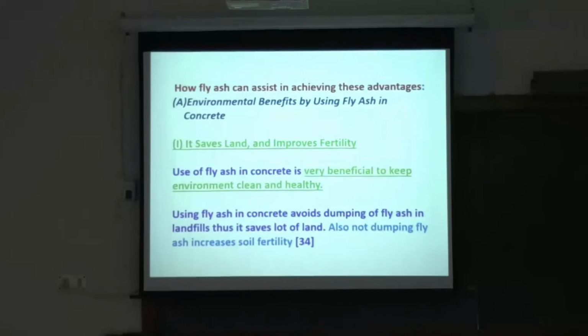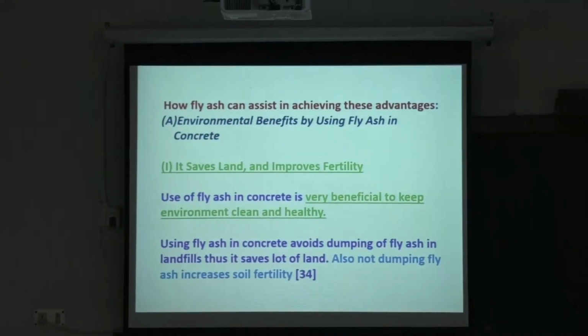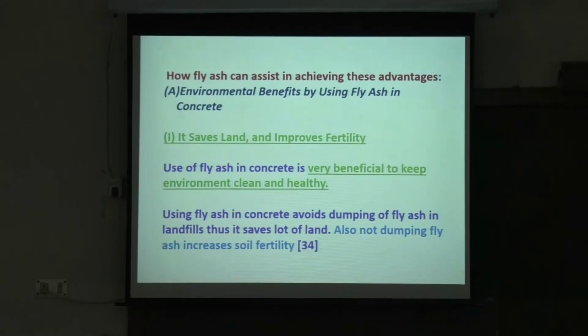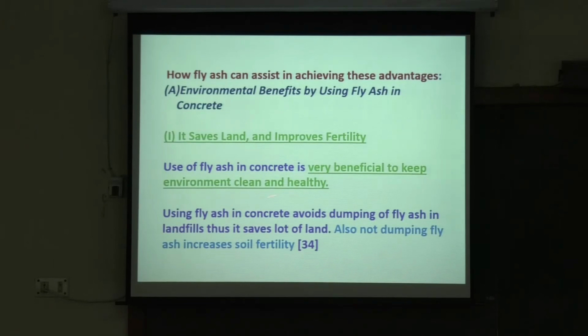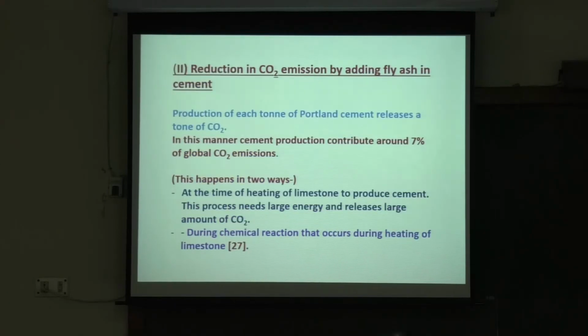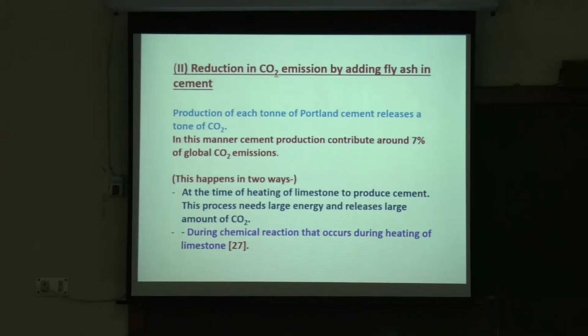How can fly ash assist in achieving these advantages? Environmental benefits is one. By using fly ash in concrete, it saves land and improves fertility. Use of fly ash in concrete is very beneficial to keep the environment clean and healthy. It avoids dumping of fly ash in landfills, thus saving lots of land. And not dumping fly ash increases soil fertility in most cases. Another benefit is the reduction in carbon dioxide emission by adding fly ash in cement.